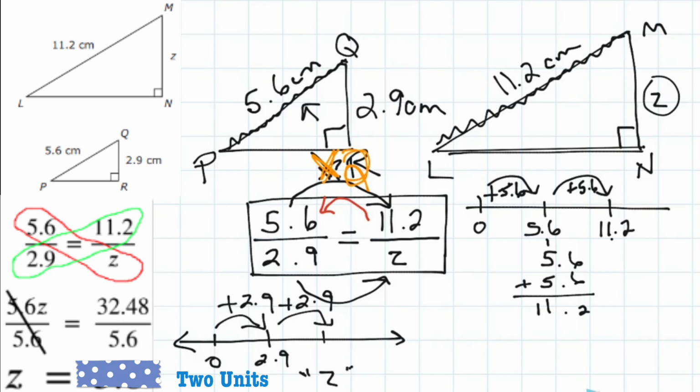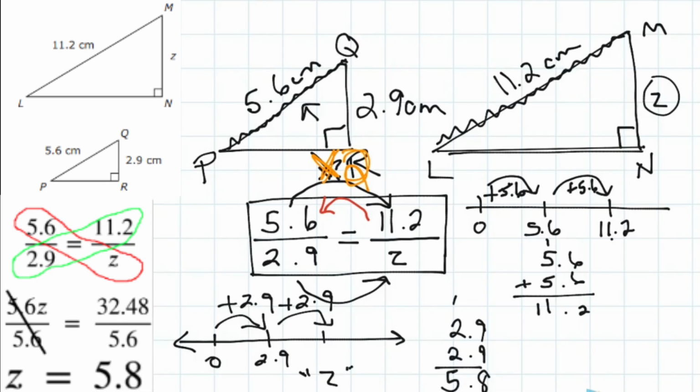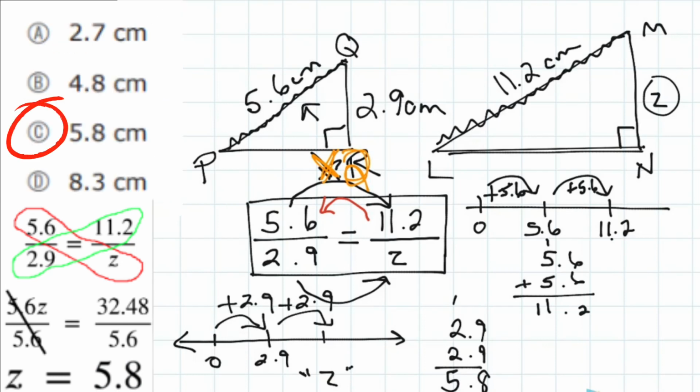Okay? So let's line up our decimals again. 2.9 plus 2.9. 9 and 9 are 18. Carry the 1, bring down the decimal. 1 and 2 are 3, and 2 is 5. So we get 5.8. As we can see from the choices, our answer is C, 5.8.